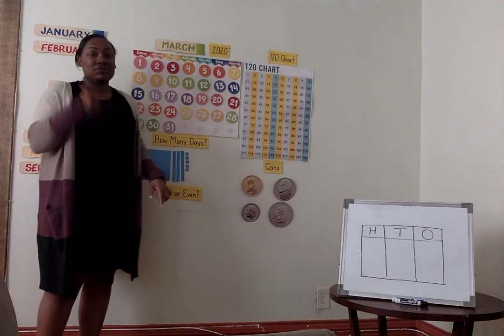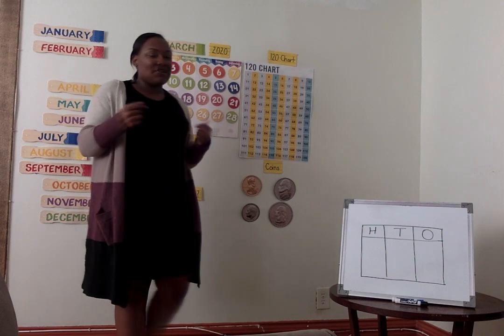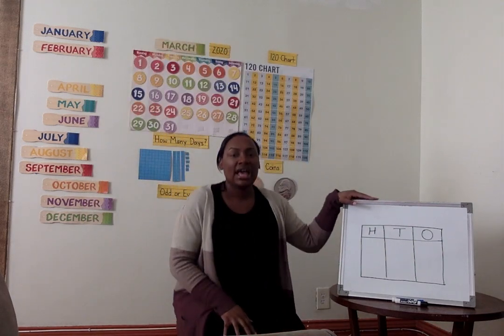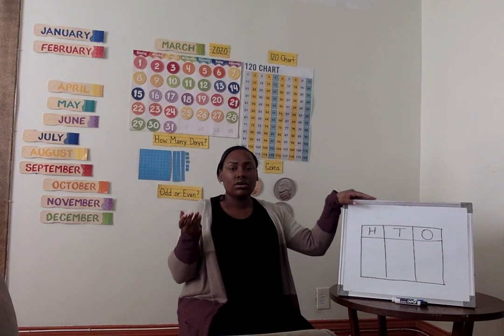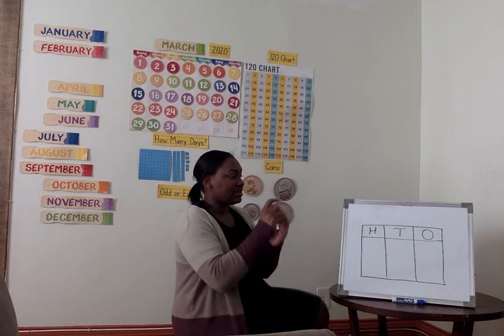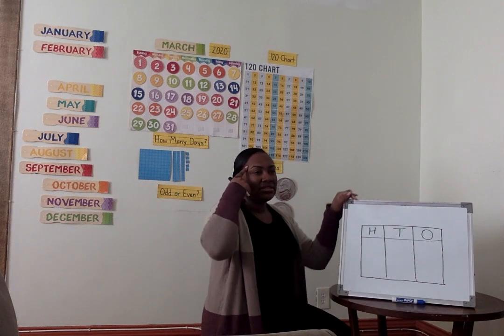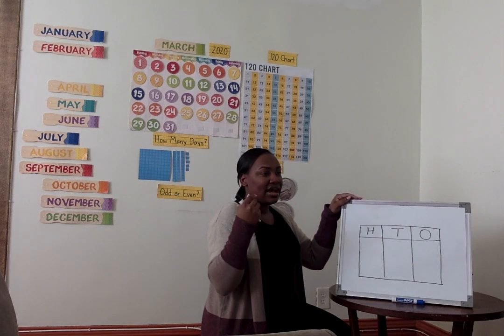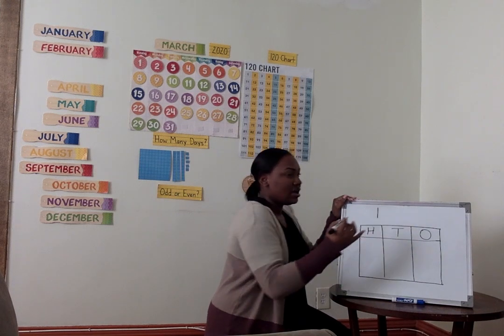135. Before we do odd or even, I have a question. How many days have we been in school? Okay, 135 days. I'm going to write that number on the board. Let me think. 135. Okay, so it's a 135.